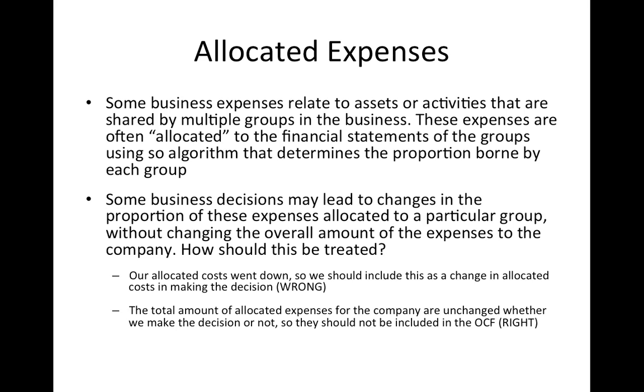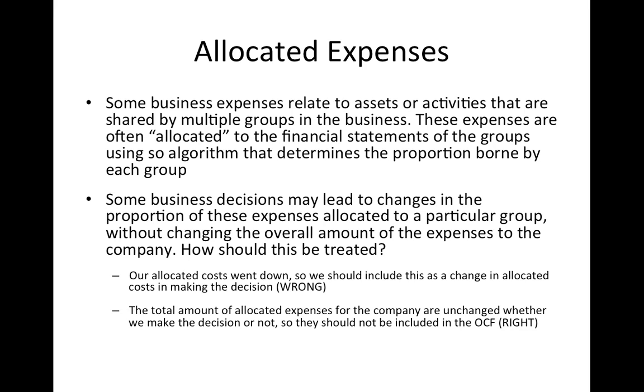Again, technically, because I like doing this OCF new minus OCF current kind of analysis, you are including them in both of them, but you know full well that they're both going to cancel each other out. So bottom line, the wrong way to do it is to somehow account for the change in the allocation when there's no change in the actual total value of allocated expenses, just the way they're apportioned throughout the company. And the right way is that if the amount is unchanged, then it shouldn't be included in the incremental OCF at all.